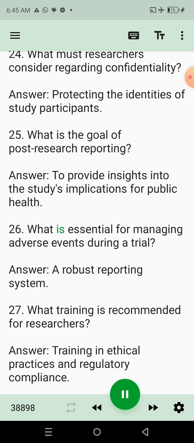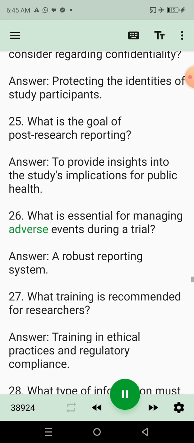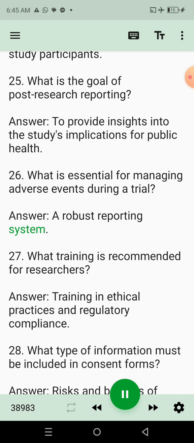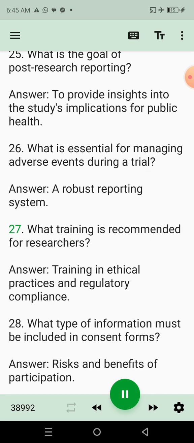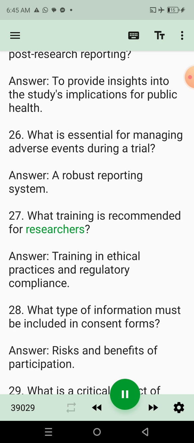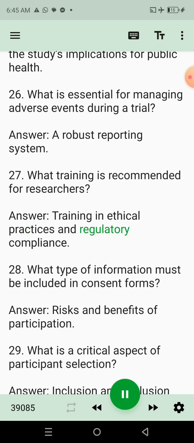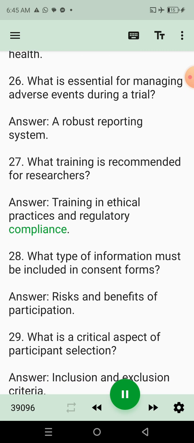26. What is essential for managing adverse events during a trial? Answer: a robust reporting system. 27. What training is recommended for researchers? Answer: training in ethical practices and regulatory compliance.